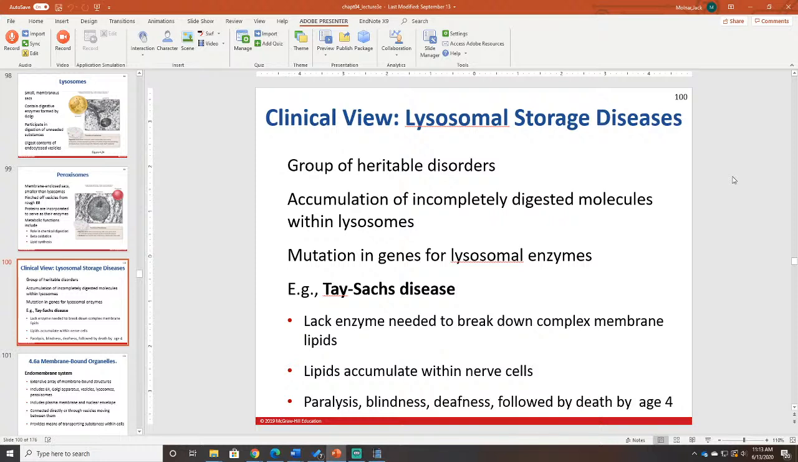So one example is Tay-Sachs disease, where you lack an enzyme needed to break down complex membrane lipids. The lipids accumulate inside of the nerve cells, and it results in paralysis, blindness, deafness, followed by death by the age of 4.